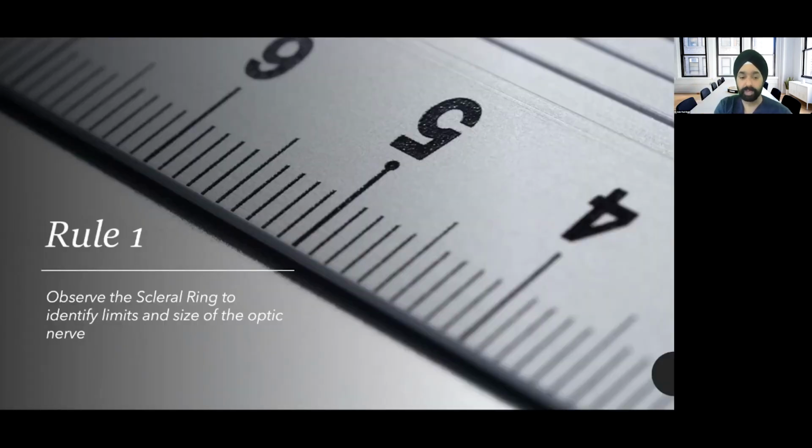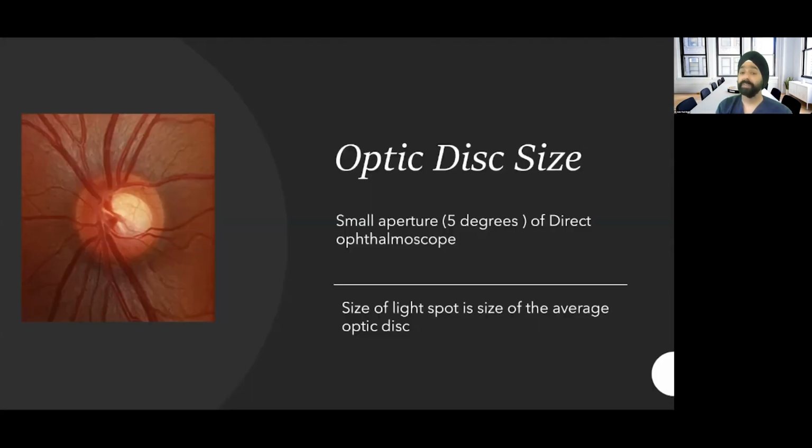The first rule is to observe the scleral ring and to see the size of the nerve. Larger nerves can tend to have larger cups. So if you have a larger nerve and a larger cup, that tends to be potentially more physiologic than glaucomatous. And really, the average size of the disc is about 1.8 millimeters.